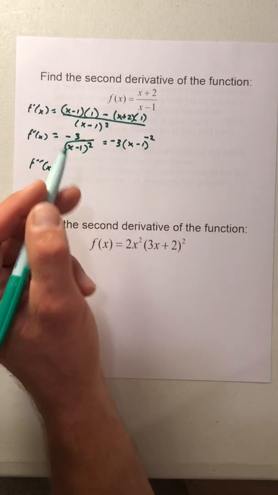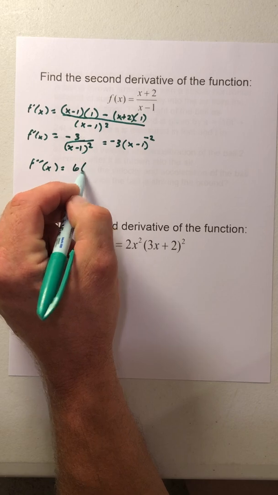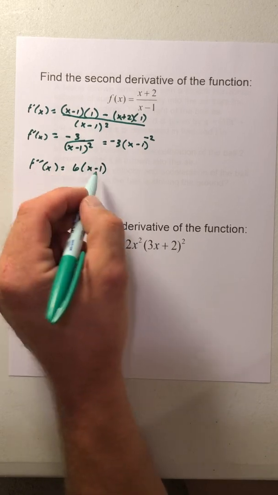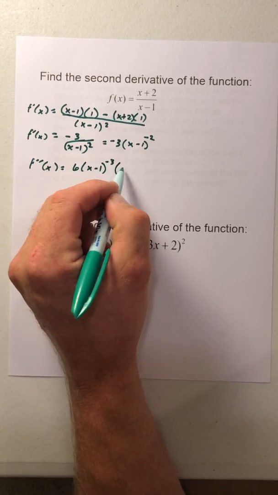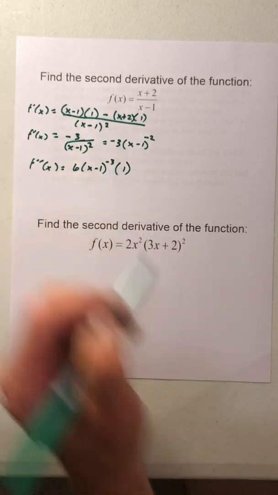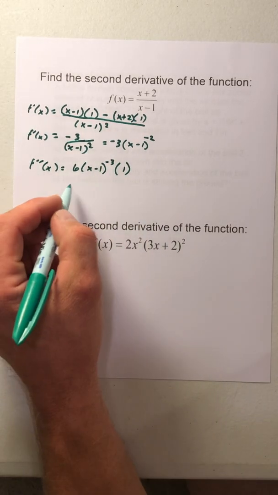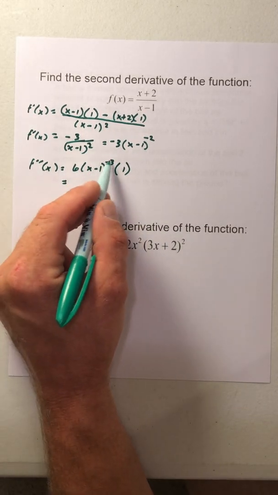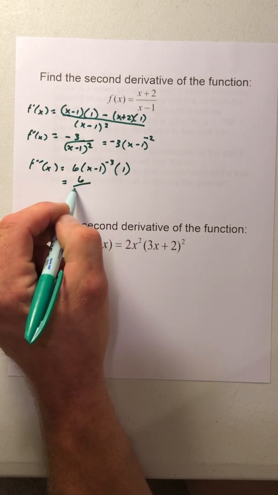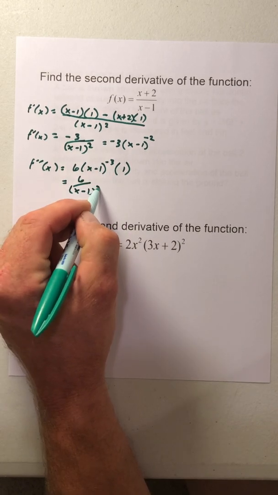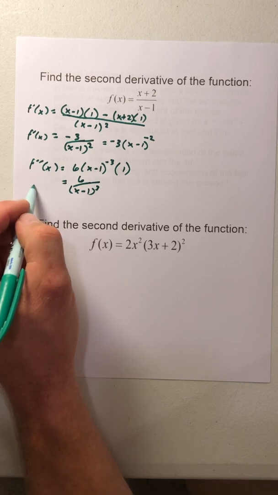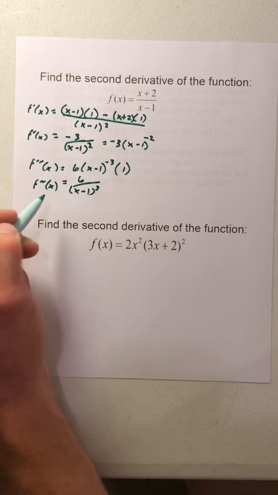So for the second derivative, we have a chain rule. We have negative 2 times negative 3 gives us 6. Inside stays the same to the negative third, then derivative of the function, which gives us 1. Now we can take that negative exponent to the denominator, make it nice and clean and pretty, and we get 6 over (x - 1) to the third. And that's our second derivative.